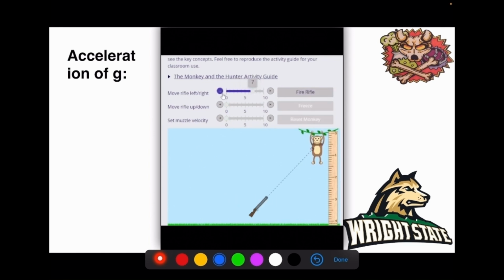No matter how I orient this, as long as my gun is aiming at that monkey, because the bullet falls at the same rate that the monkey does, it will always land in the same spot. So if I'm aiming at the monkey, as it's falling, the bullet will fall at the same rate and land right where I aimed, no matter what. The angle does not matter, and the speed does not matter.